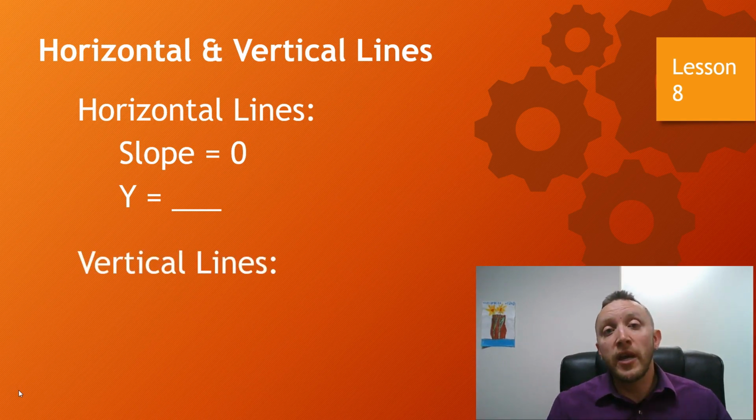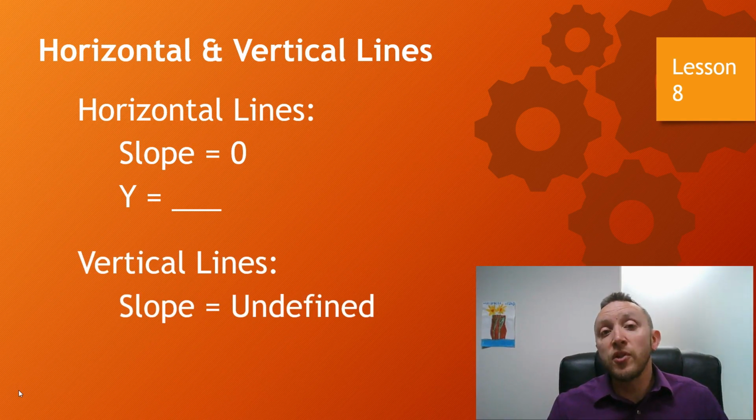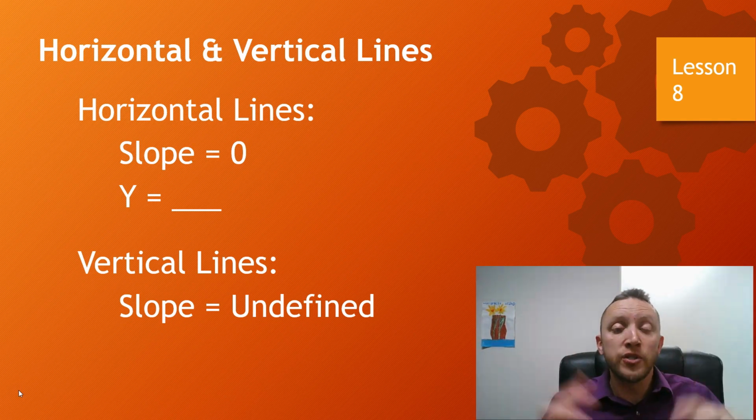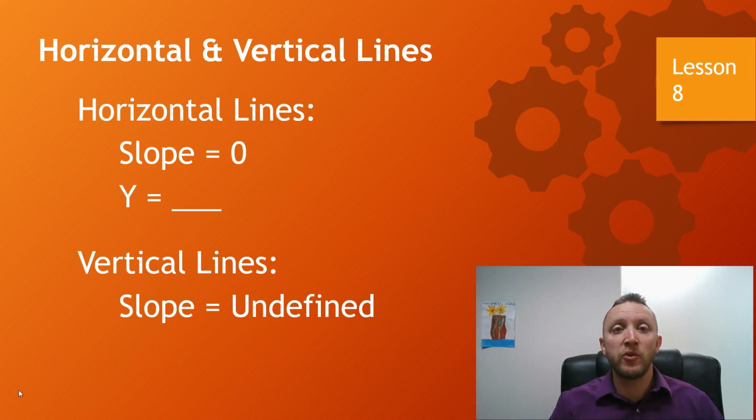Then vertical lines. So again, write this in your notes. Vertical lines have a slope that's undefined. If you want to put in parentheses no slope, that's what that means. Undefined means no slope, but I want you to be familiar with that vocabulary word. And vertical lines are in the form x equals wherever it hits the x-axis. So it'll be x equals blank, x equals some number. So get that all in your notes.